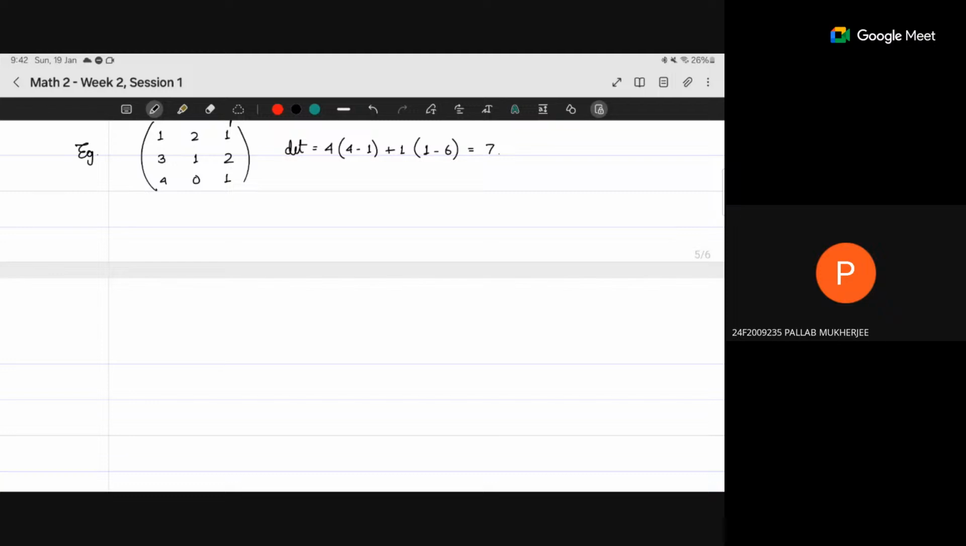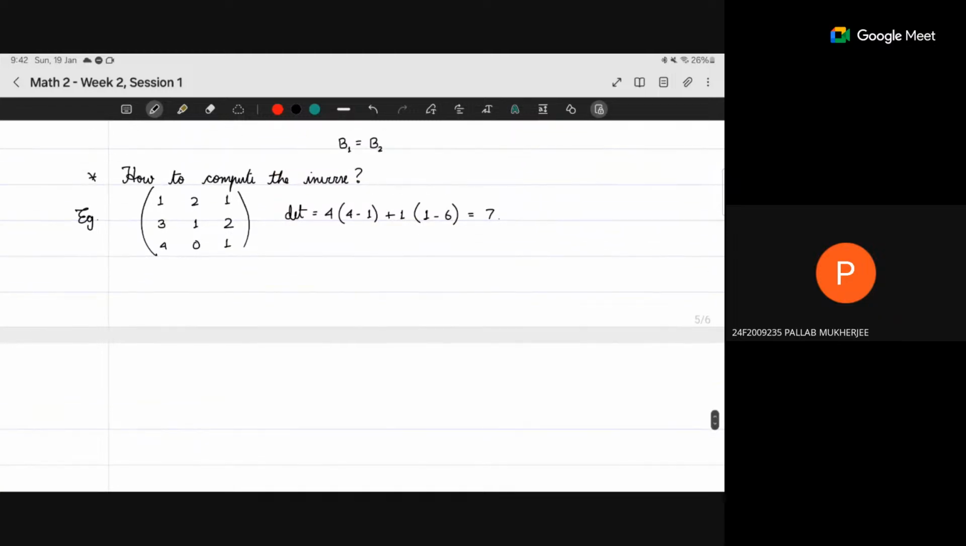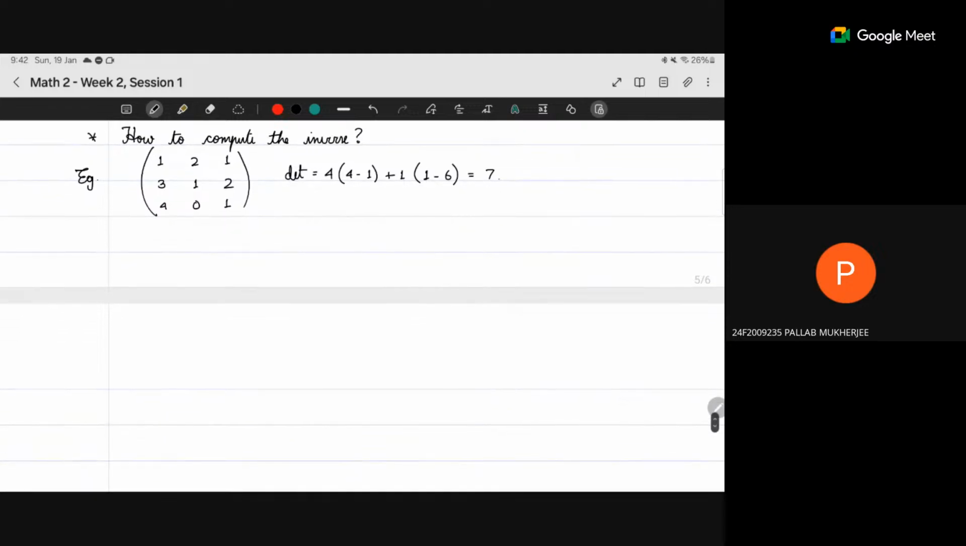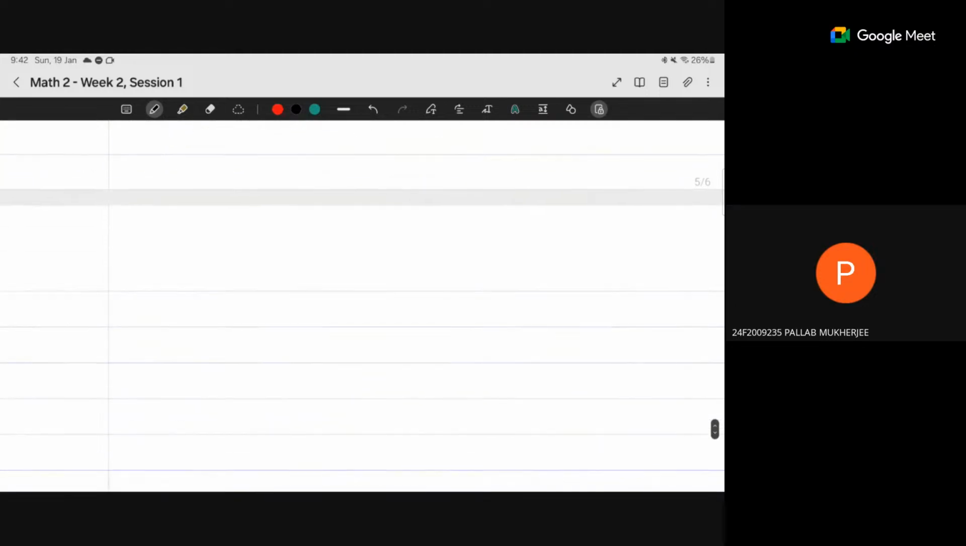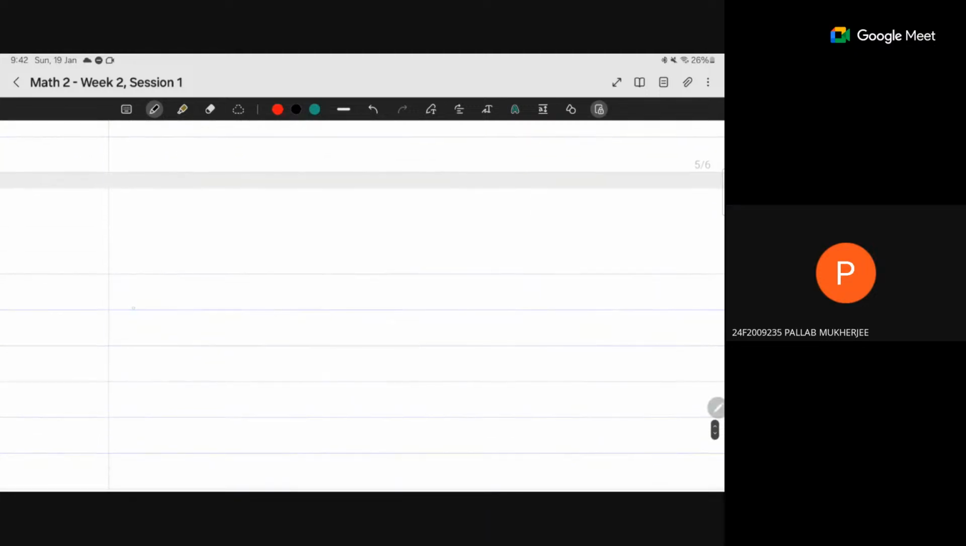So, right. Computing the inverse can be done once again only when the determinant is non-zero. So first you compute the determinant. Now in this case it is non-zero. It comes out to be 7. So we can go ahead with the computation of the inverse. Now what we are going to do is compute the cofactor matrix. Yes, it's cofactor.